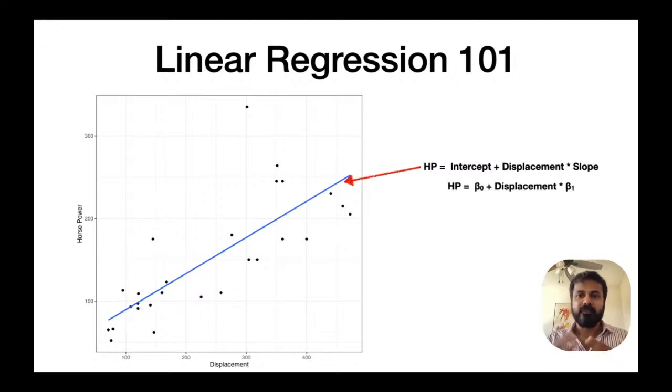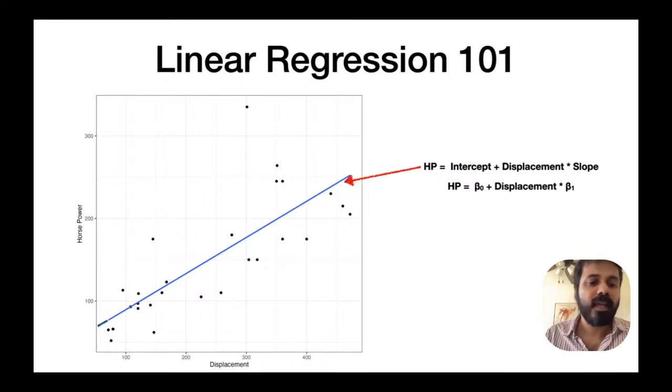Alternatively, and this is the more formal way of writing this equation, you can say horsepower, which is the thing we want to predict, is a variable on the left-hand side of the equation, is equal to beta naught, or beta zero, which represents the intercept, plus the displacement times beta one, and beta one represents the slope. So what are these beta naught and beta one?